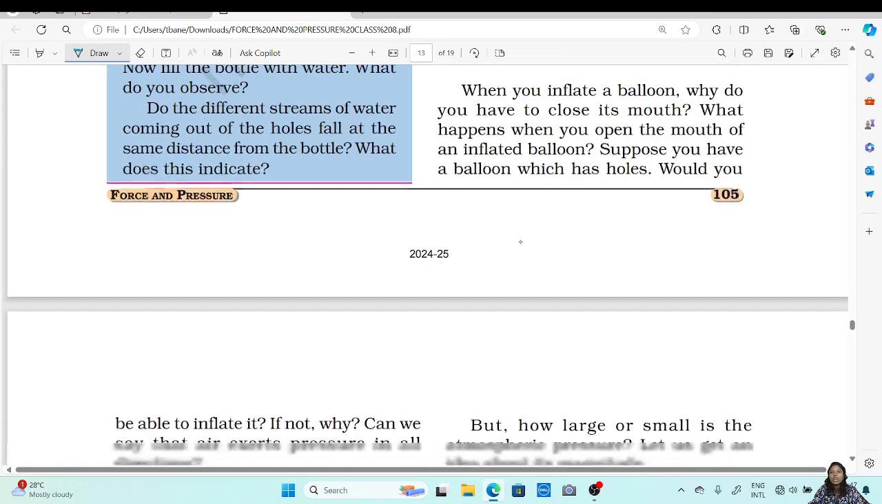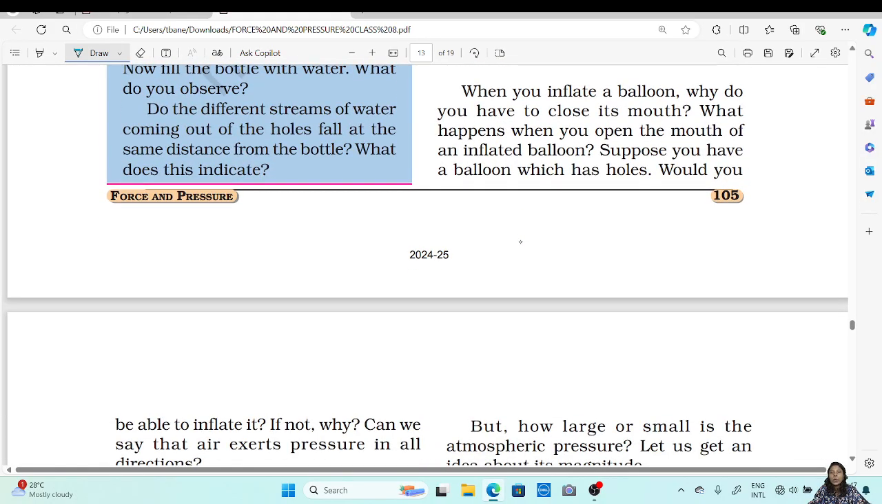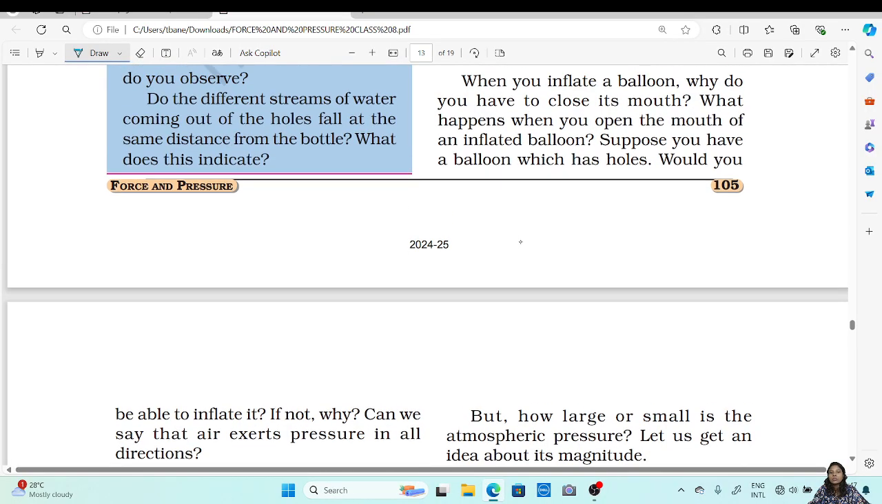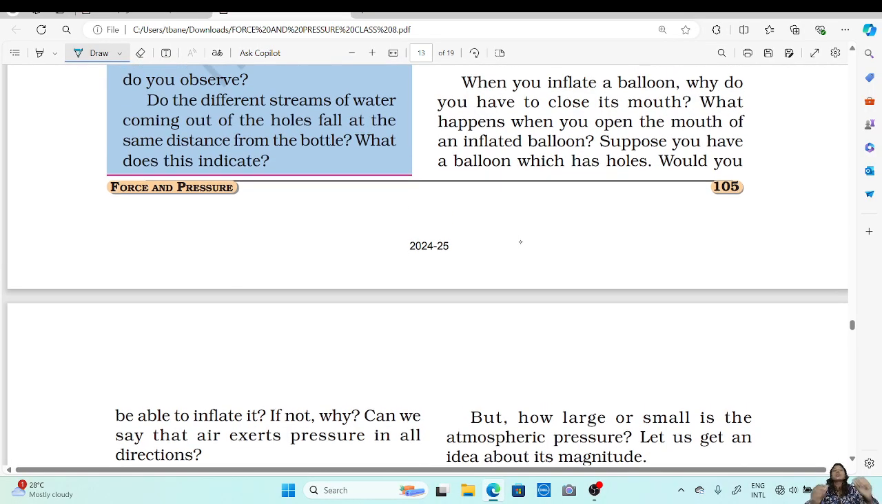Let us find out. When you inflate a balloon, why do you have to close its mouth? What happens when you open the mouth of an inflated balloon? When we blow a balloon, do we keep the end open? No, we close it. Why? Because the air goes out and the balloon shrinks. The minute you open it, the air passes out and the balloon starts to shrink.